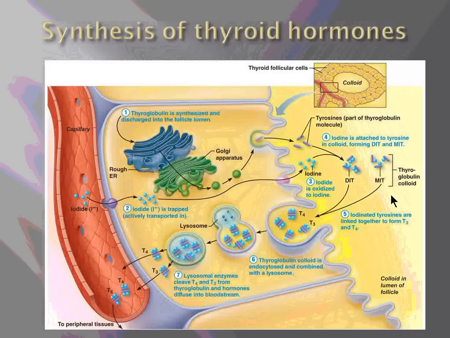The parafollicular cells are present either here, and so they secrete directly into the bloodstream. So you might have a parafollicular cell present here, for example. It will secrete calcitonin, which has nothing to do with basal metabolism. It will go directly into the bloodstream, and it doesn't need iodine or anything, so it won't go into the lumen. Okay?